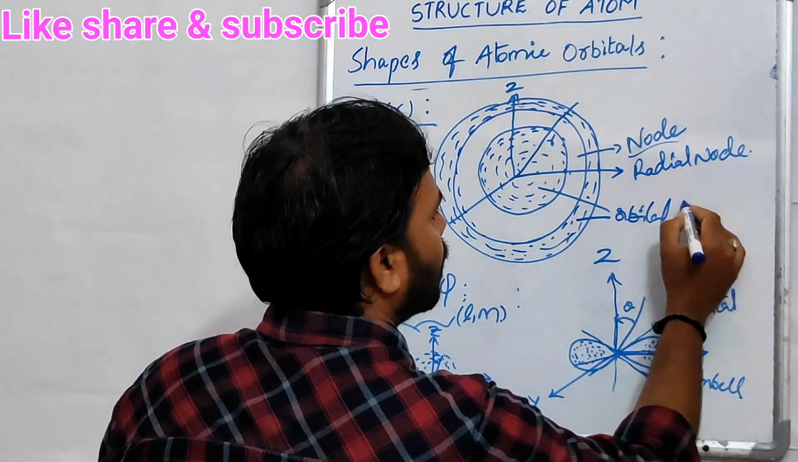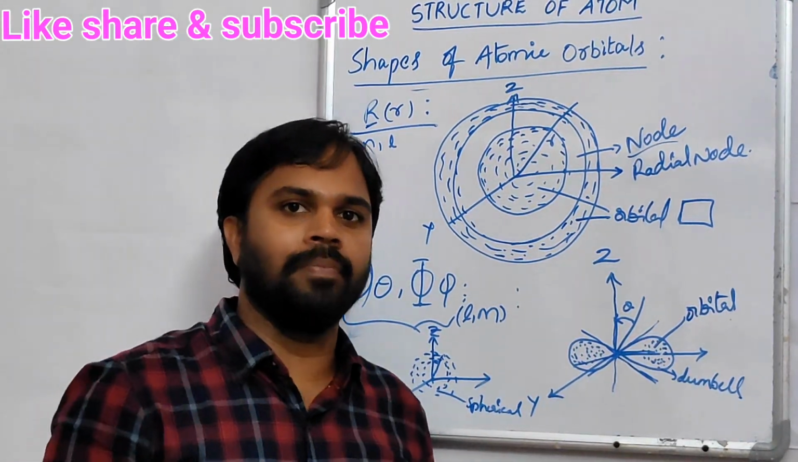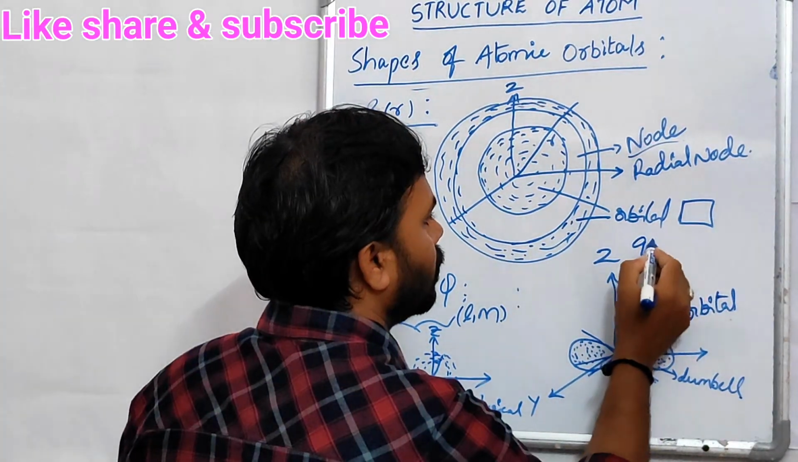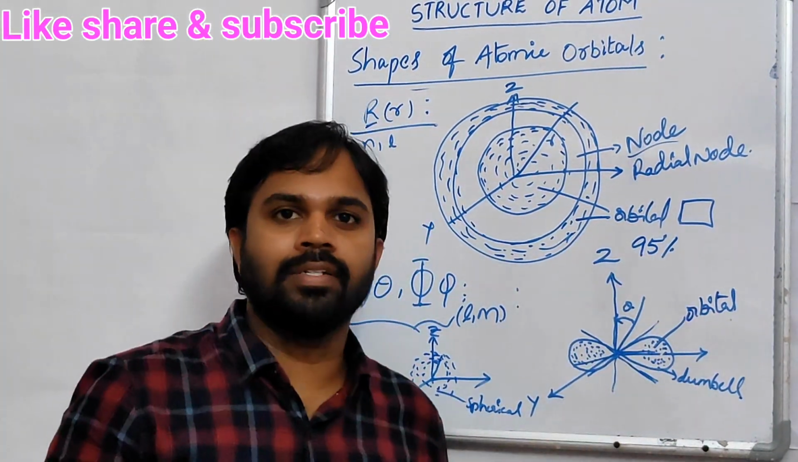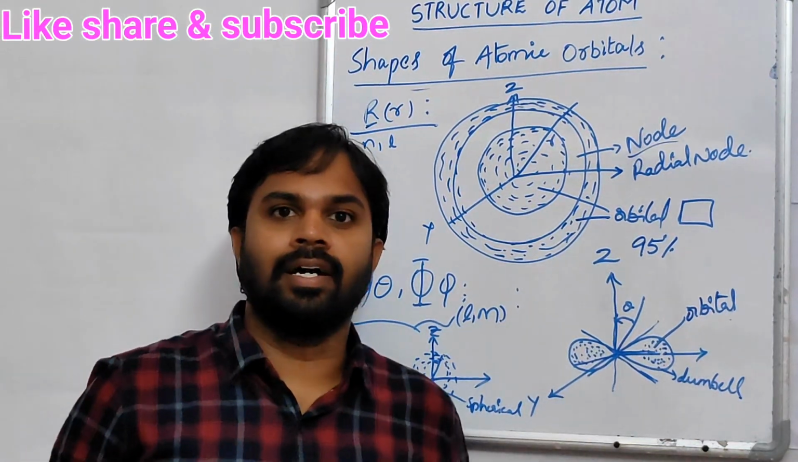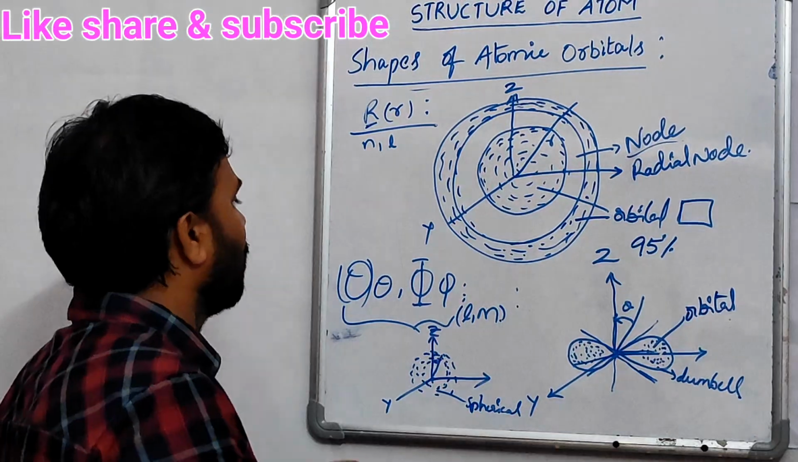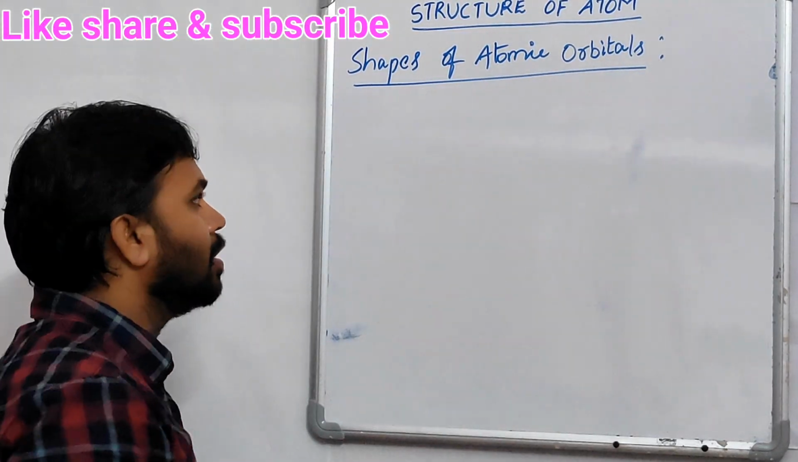It is represented like this. The maximum probability of finding an electron in an orbital is 95%. That's why we mentioned the probability. And the shapes of orbitals are designated based on the azimuthal quantum number. Let's see. The first one is the s orbital.